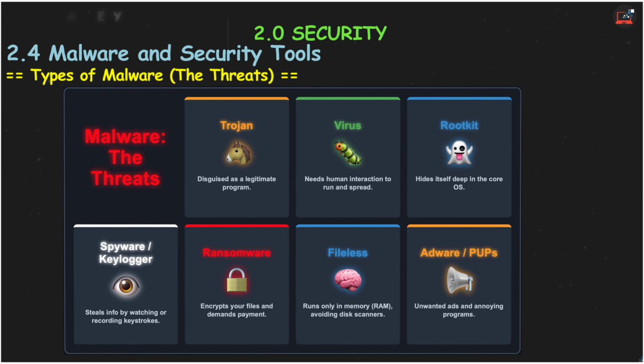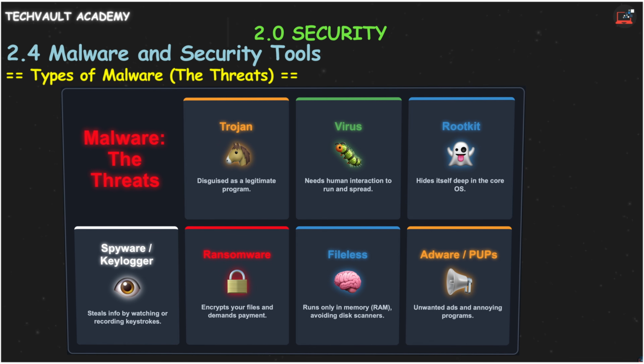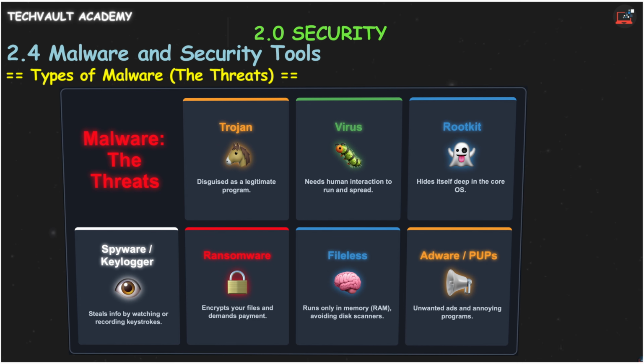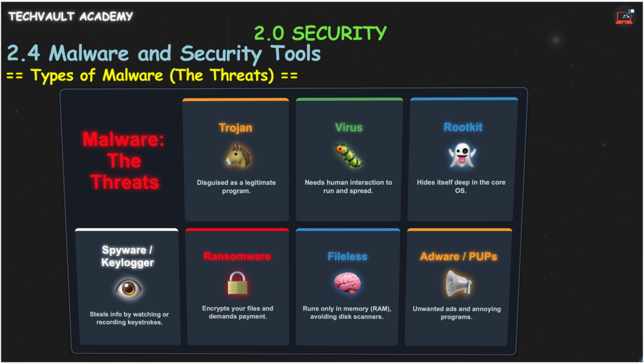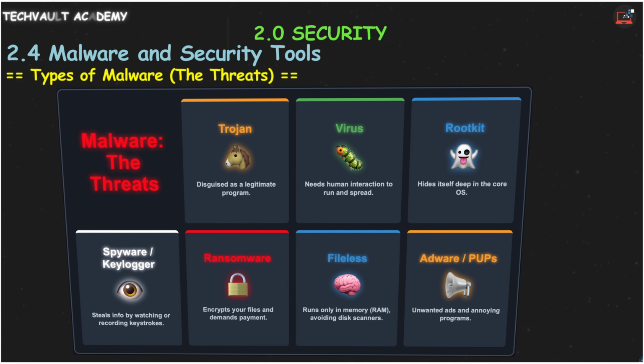A Trojan is malware disguised as a legitimate program. You run it, and it secretly opens a back door for an attacker. A virus is code that needs you to run an infected program to execute and spread. A rootkit is the most insidious. It burrows deep into the core of the operating system, hiding its presence from antivirus and even the Task Manager, making it almost impossible to find.